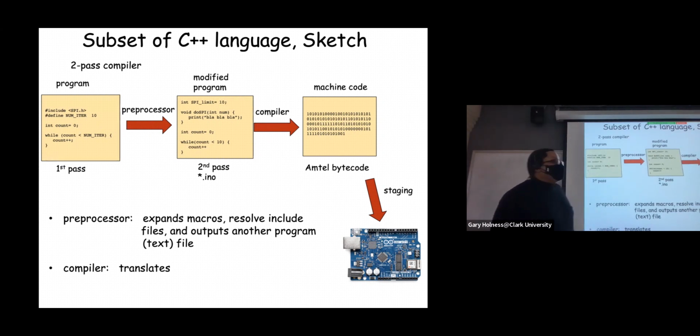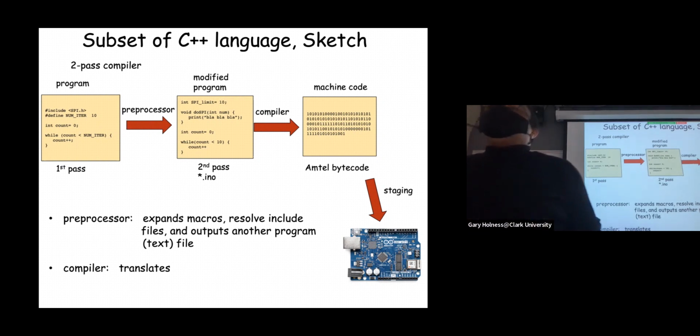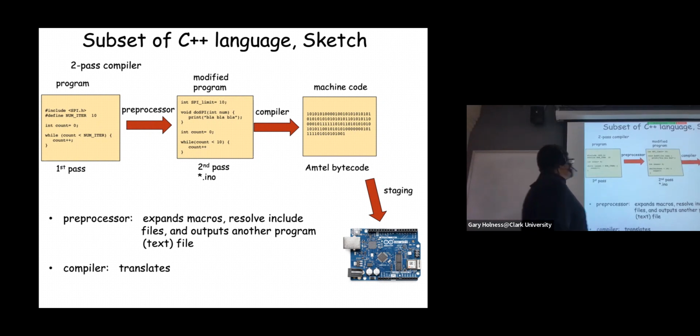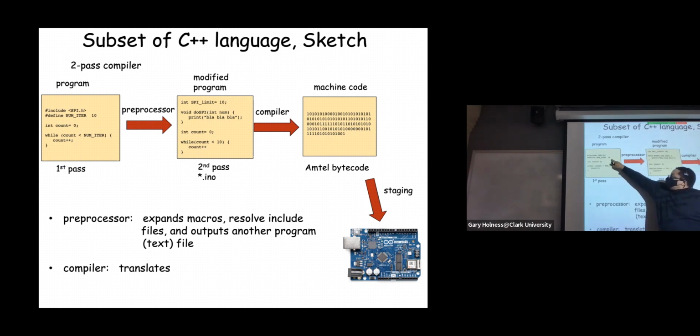And so here in a loop, I have a while loop. While count is less than NUM_ITER, count plus plus. Well, that's a lot easier to read, makes your program more readable than just saying while count is less than 10, right? Count less than 10 is the same as saying count less than NUM_ITER, because what happens when the preprocessor runs, it goes ahead and replaces NUM_ITER with 10. And that's a string replacement. Question?